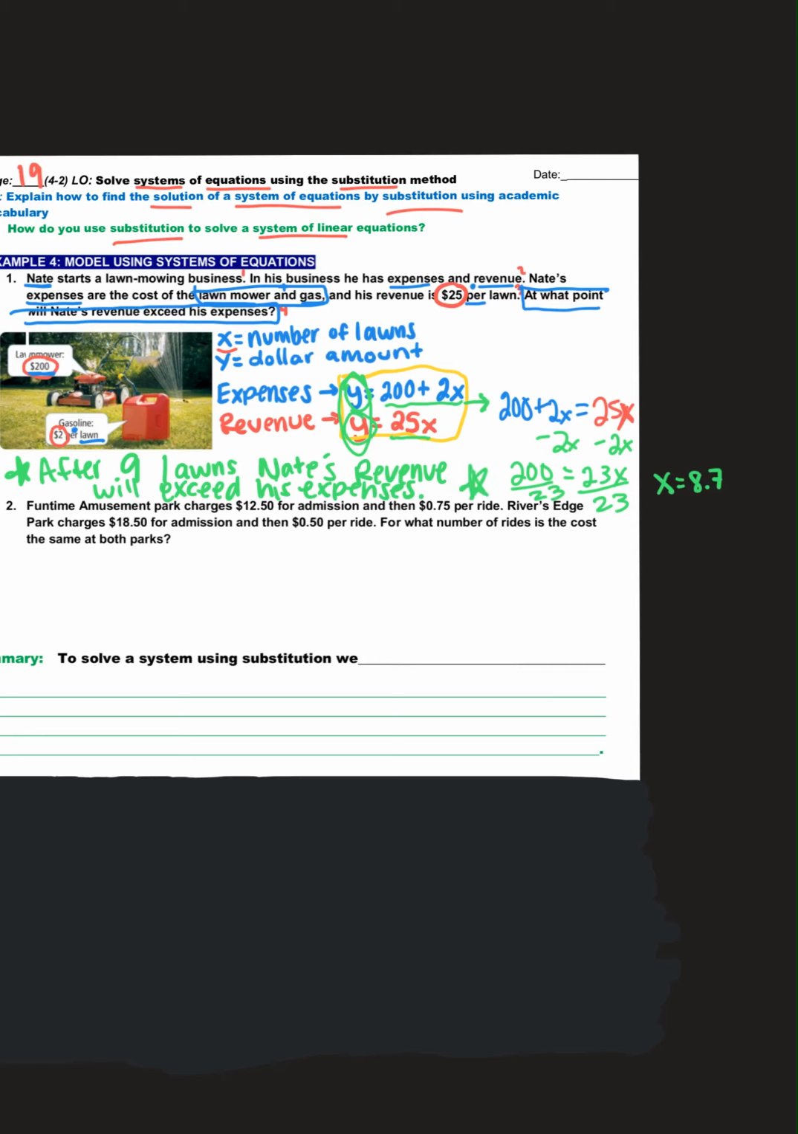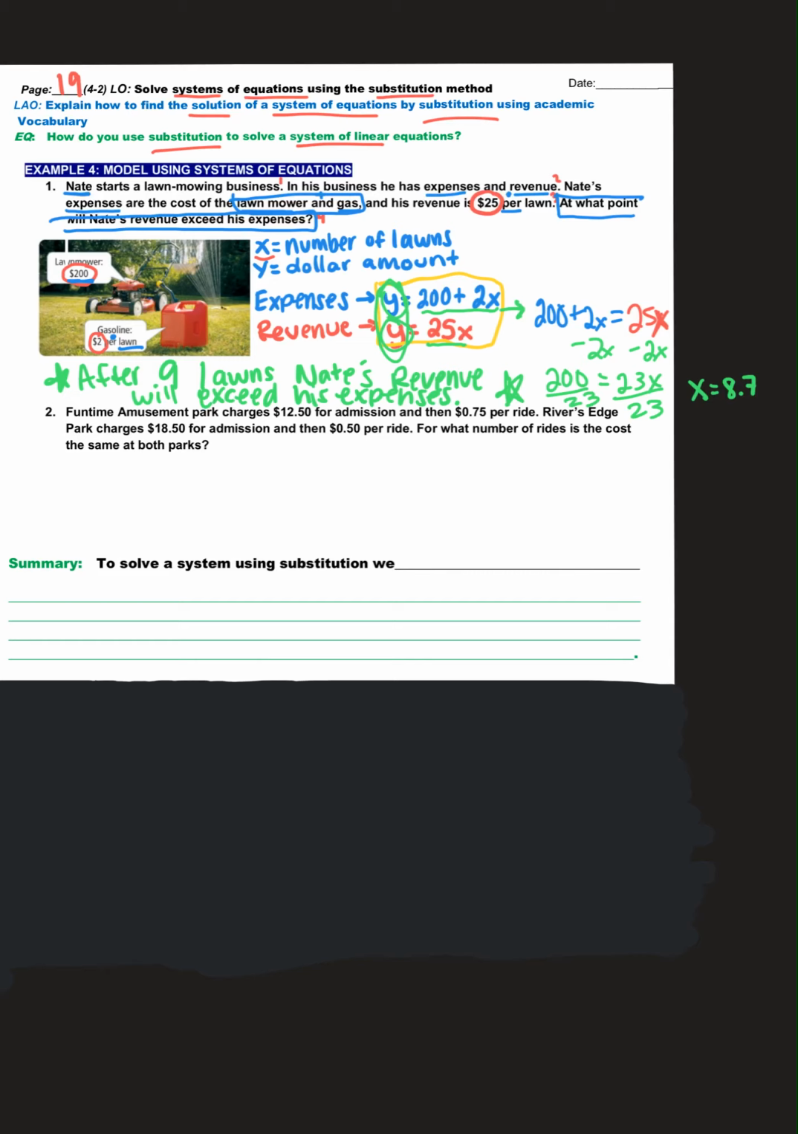We'll be done with 4-2. Fun Time Amusement Park charges $12.50 for admission, and then 75 cents per ride. River's Edge Park charges $18.50 for admission, and then 50 cents per ride. For what number of rides is the cost the same at both parks? All right, let's number the sentences. Fun Time Amusement Park charges $12.50 for admission and then 75 cents per ride. That's sentence 1. River's Edge Park charges $18.50. That's sentence 2. And then sentence 3 is the question.